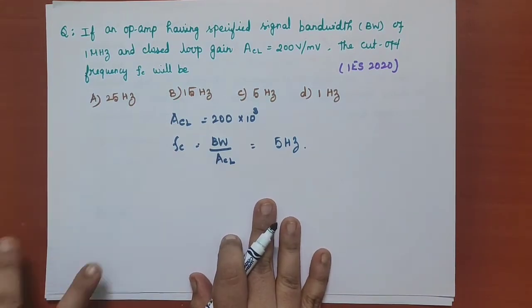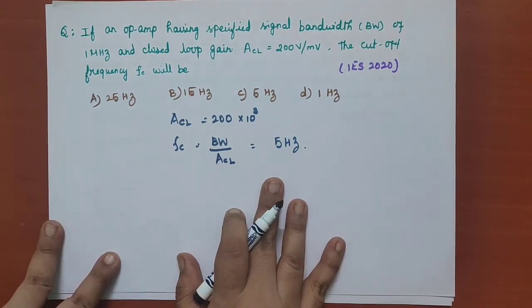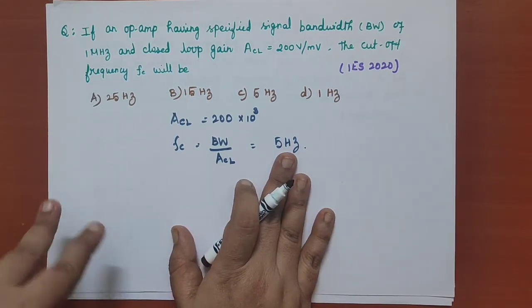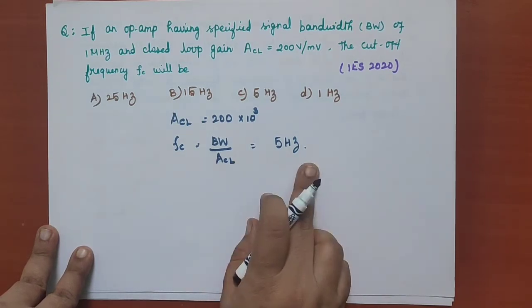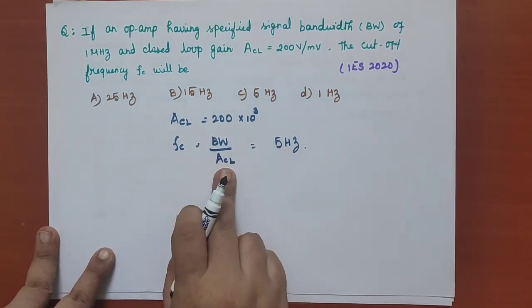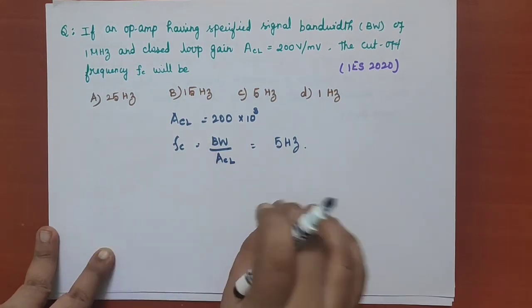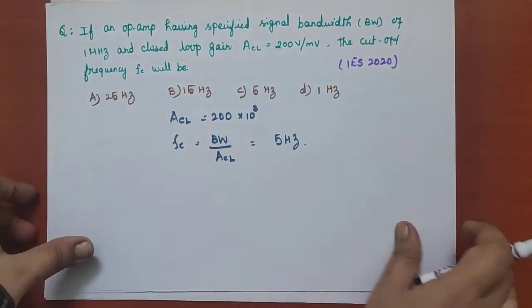Okay. Another important thing you should know is that the op-amp gain bandwidth product is constant for voltage feedback amplifiers, but it is not applicable for current feedback amplifiers, because in a current feedback amplifier the relationship between gain and bandwidth is not linear. So it is an important point to be noted here.